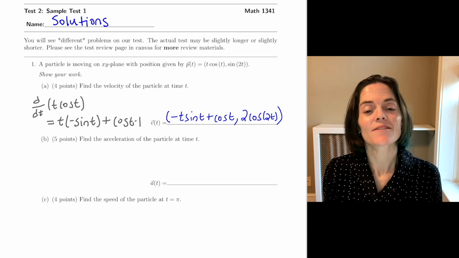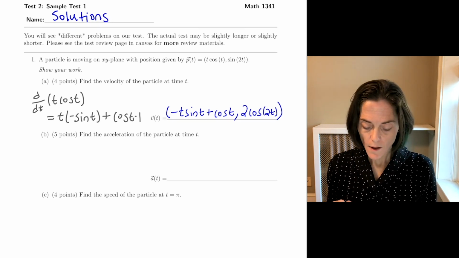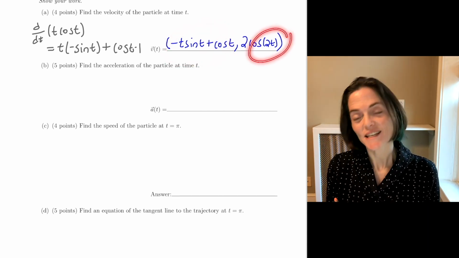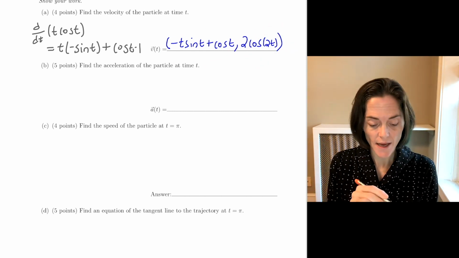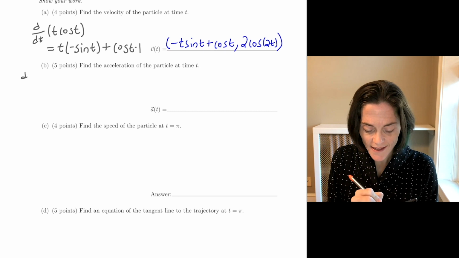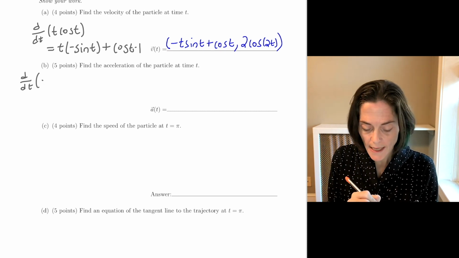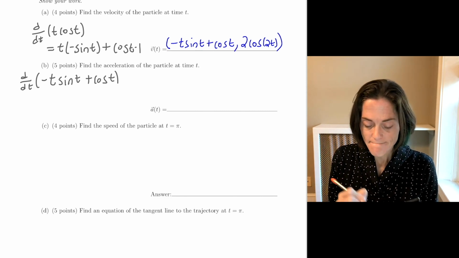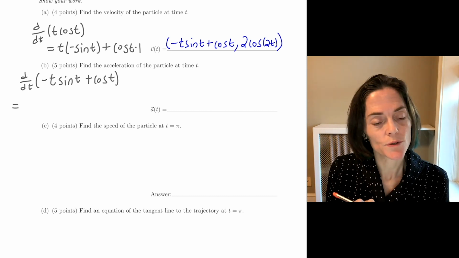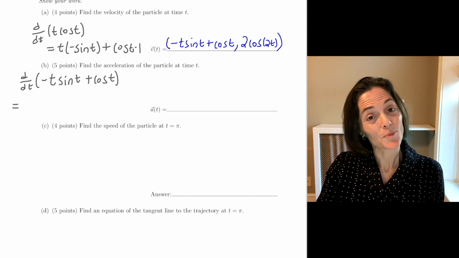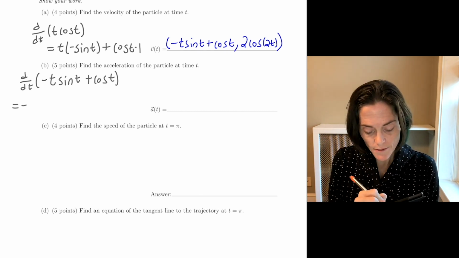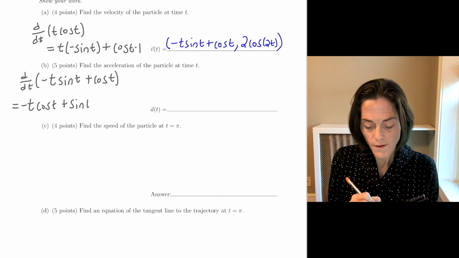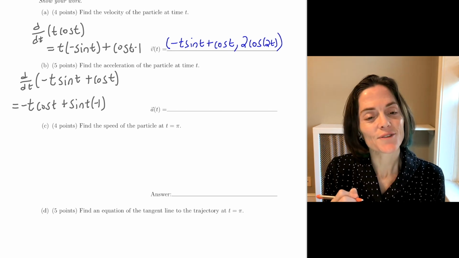Next part, find the acceleration of the particle at time t. Once again, this will be a vector. What I need to do is differentiate the first coordinate and then differentiate the second coordinate to get the two components of this vector. Well, let's come to the side and differentiate minus t sine t plus cosine t. This is a sum of two terms. The first term, product rule. So we have first times derivative of the second, and then plus the second times derivative of the first.